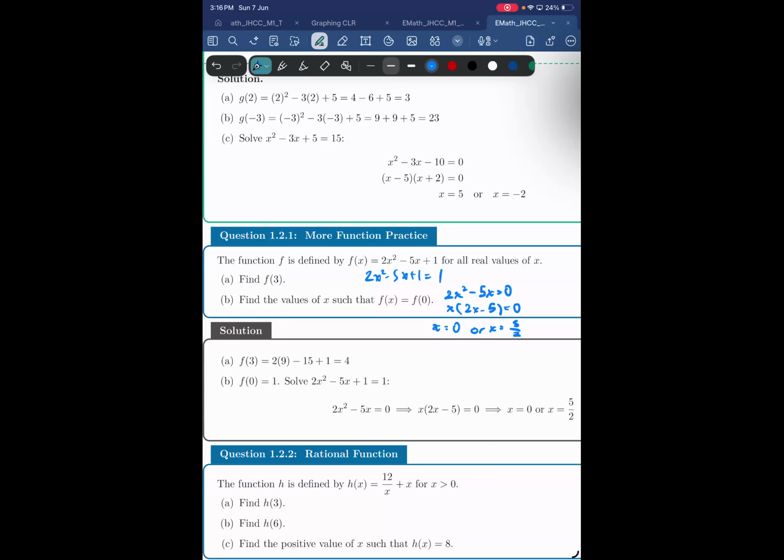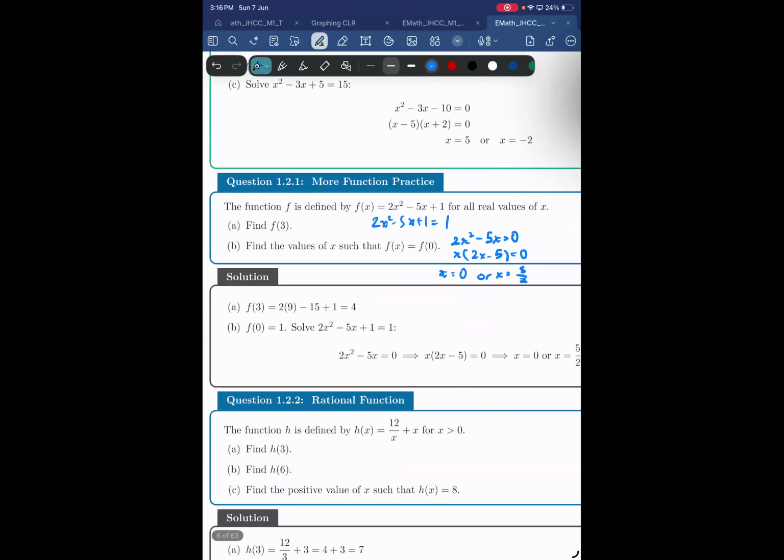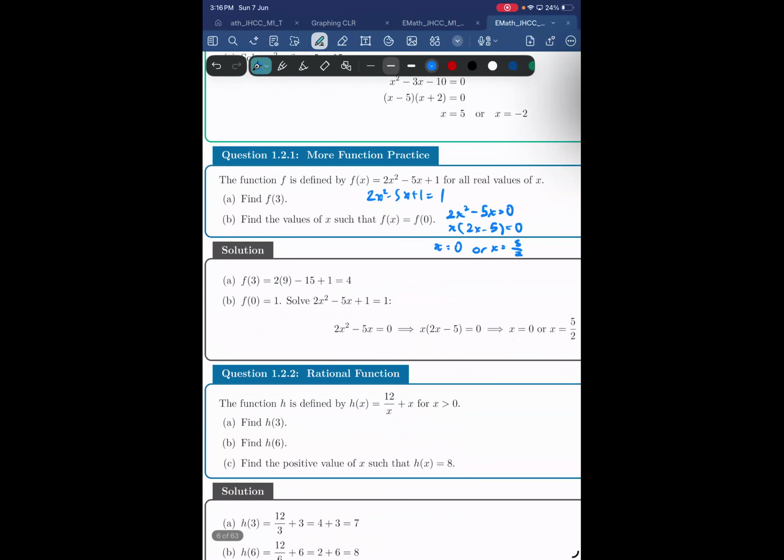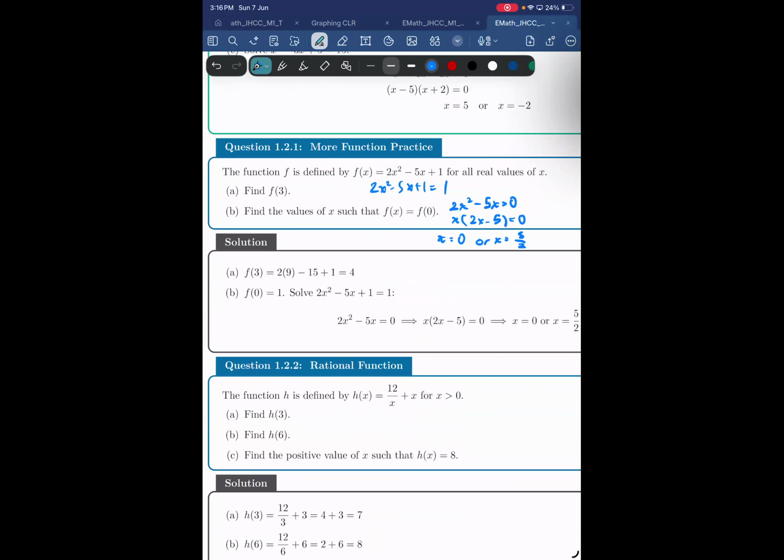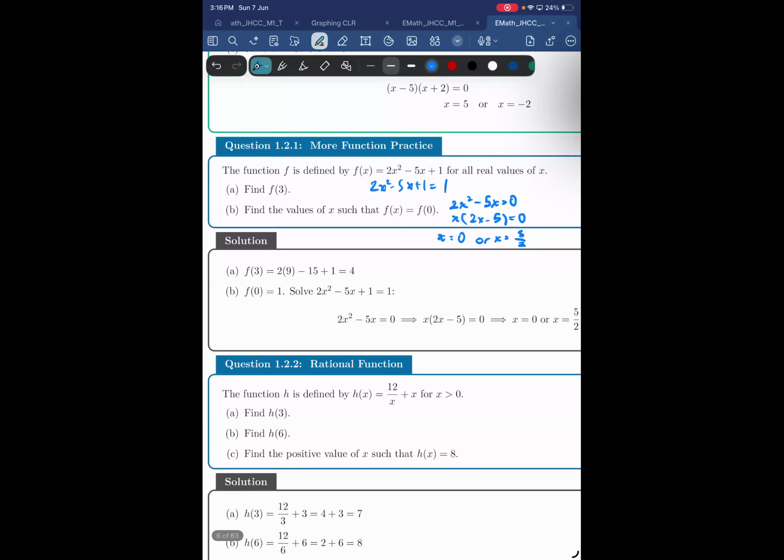For this pattern, the first two are just simple. We just sub in 3 and 6. First one is 7, second one is 8. But if we find the positive value of x such that h is 8, essentially you are asked to solve 12 over x plus x equals 8.